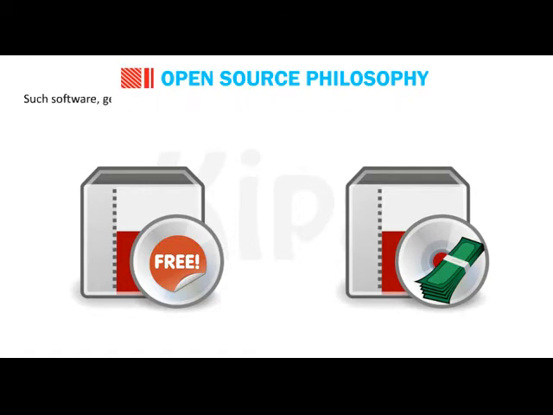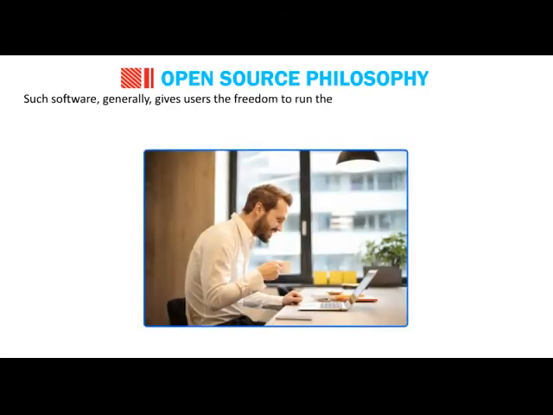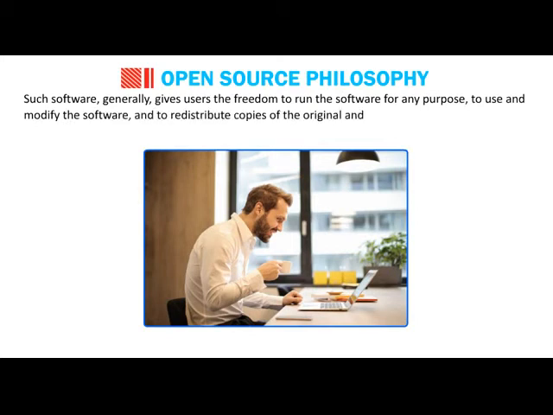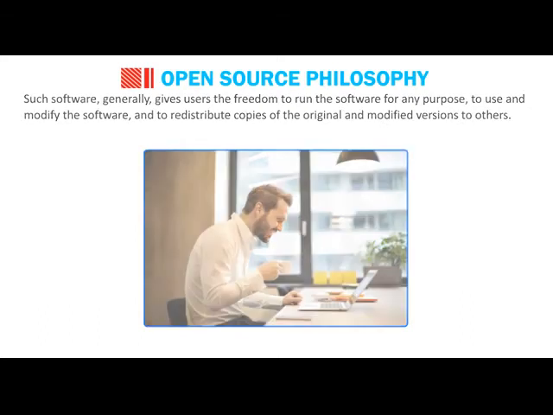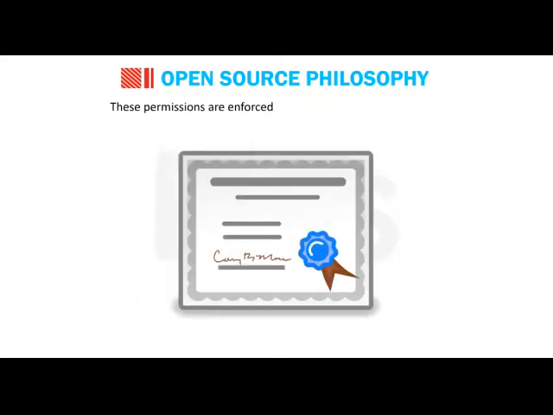Such software generally gives users the freedom to run the software for any purpose, to use and modify the software, and to redistribute copies of the original and modified versions to others. These permissions are enforced through an open source license.